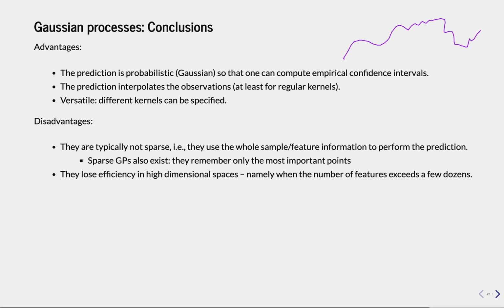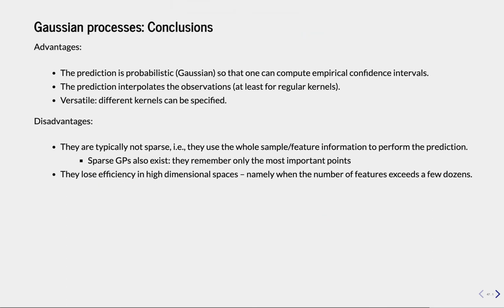The problem is that, well, they're not sparse typically. So they use the entire information you have. You build this huge kernel matrix, which is n by n, which is going to be expensive. There is something like sparse GPs. What that does basically is not remember all the points, it's going to remember the most important points and forget about the rest. But still, because it scales cubically, they sort of lose efficiency in high dimensional spaces. Like a few dozen, maybe 100, and yeah, it's going to be too slow to train.